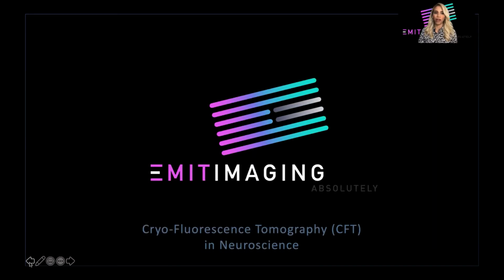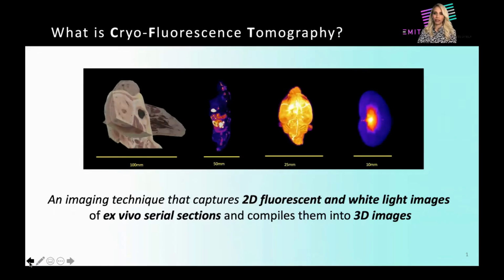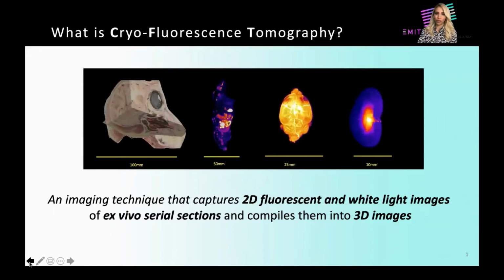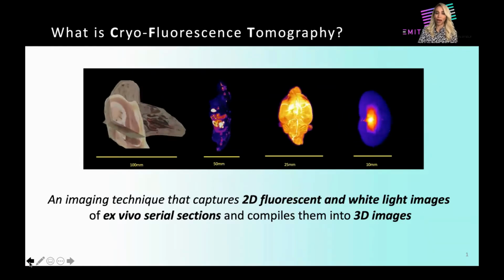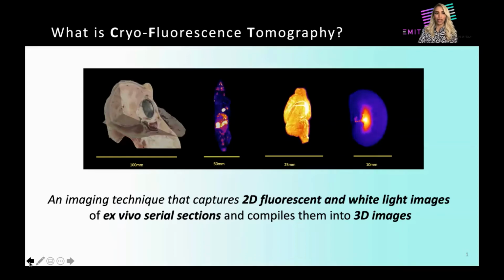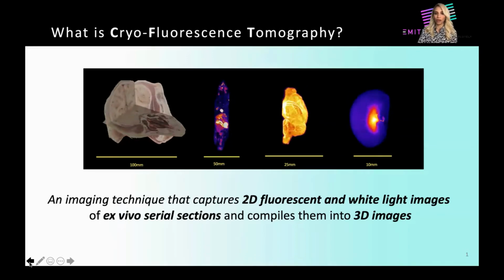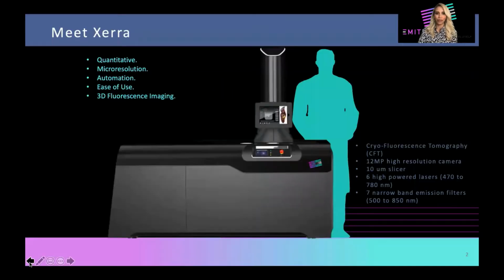And today I'll be talking about cryofluorescence tomography or CFT in neuroscience. So you might ask, what is CFT? CFT is an imaging technique that captures 2D fluorescent and white light images of ex vivo serial sections and compiles them into 3D images. As can be seen in the cynomolgus head, a whole animal model, a mouse, and a high resolution image of a mouse kidney.